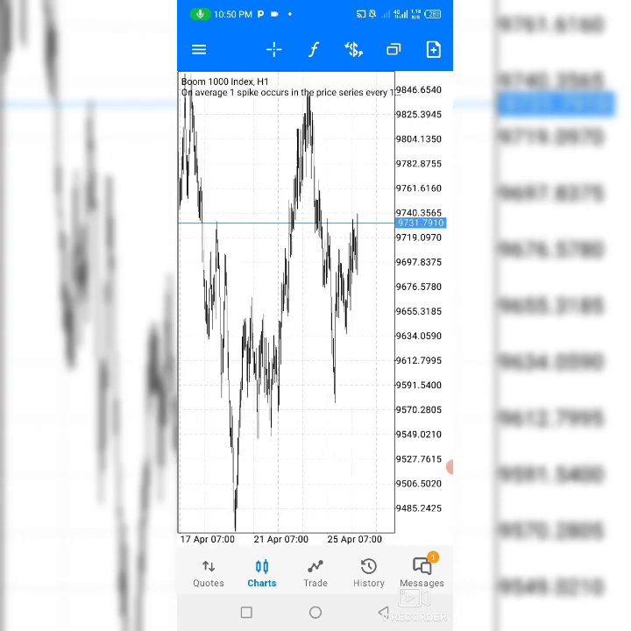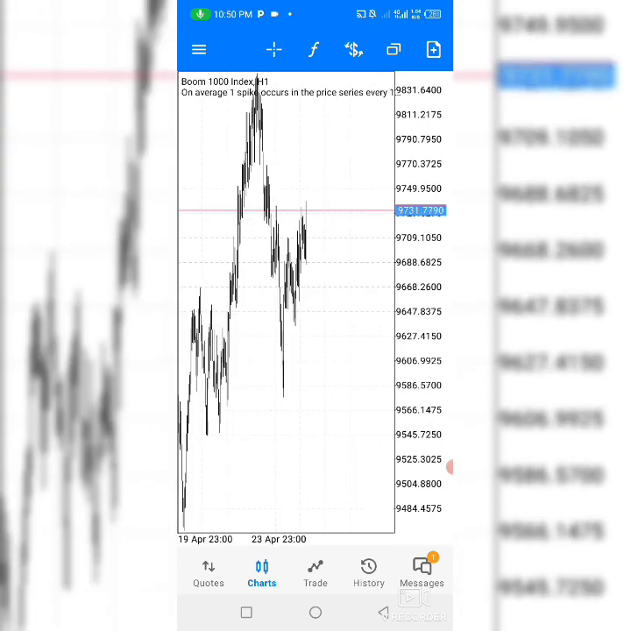This is a decent level. The market was actually making lower lows, but currently it's making higher highs. It's no longer making lower lows, and it's not making higher highs.